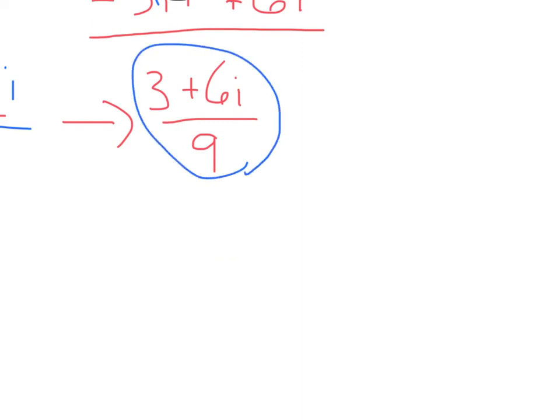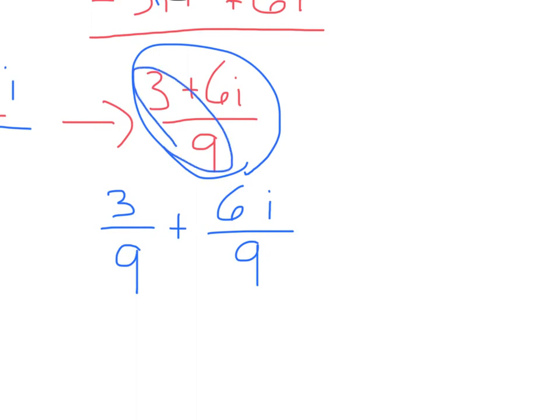We can split this up to 3 over 9 plus 6i over 9. Notice if we went backwards, these have common denominators, so you could just add the numerators and it would bring us right back up to here. But since we're simplifying, let's split these up. So that's just going to be 3 over 9 plus 6i over 9, which we have down here.